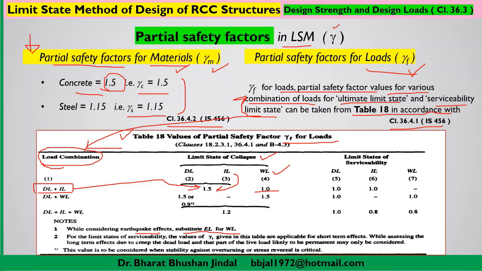Now take the value for limit state of serviceability. The partial safety factor for dead load, which was 1.5, here you will take as 1 for this type of combination, and imposed load 1, and for wind load it is not specified in the code.